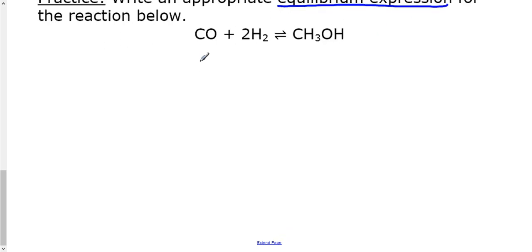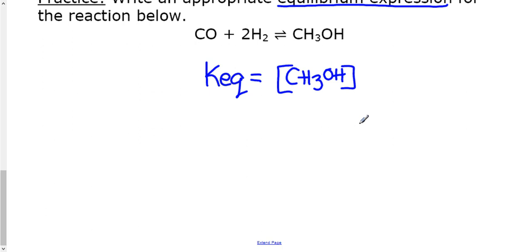All right, so hopefully you've tried this one out. Let's take it up together. KEQ, products go in the numerator. This is our product. The exponent's only 1 because there's a coefficient of 1. So if you want to write in 1, go ahead, or just leave it the way that it is. Then our reactants go on the bottom. So carbon monoxide, exponent of 1, times hydrogen, exponent of 2.